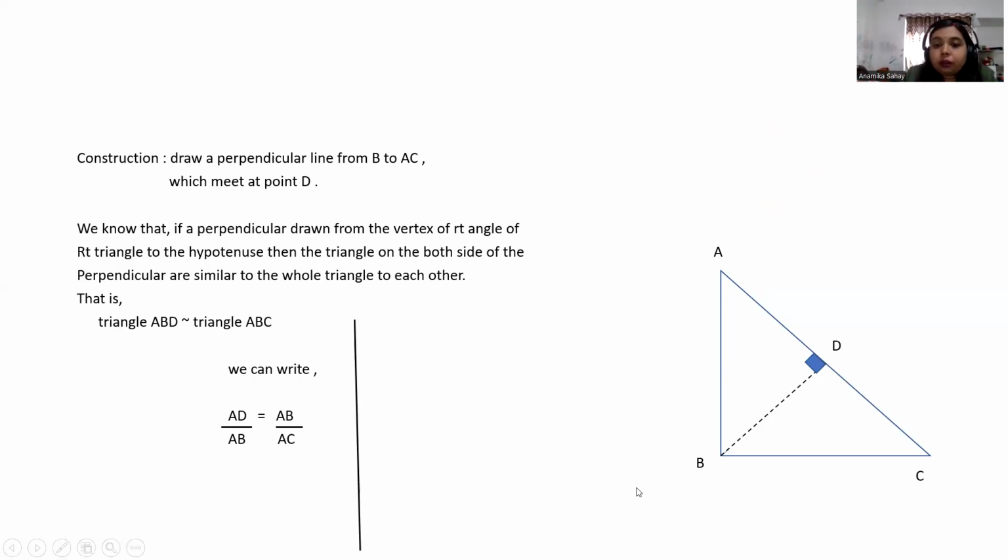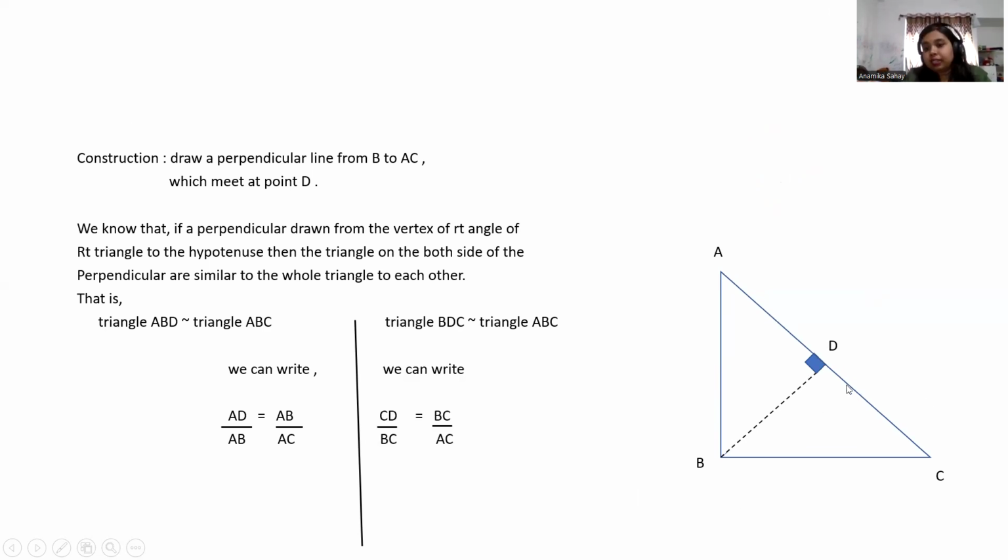Now again, triangle BDC is similar to triangle ABC. So again we can write CD by BC. Suppose we are taking this triangle in this way. This one is the base for triangle BDC, and for triangle ABC, BC is the base. In the same way we can write BC by AC. BC is the hypotenuse for the small triangle BDC and AC is the hypotenuse for the bigger triangle ABC.